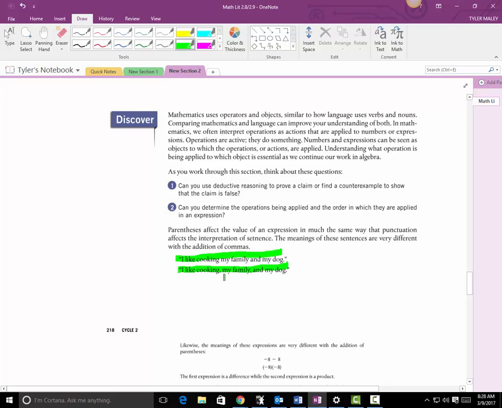So the second sentence with commas is a list, right? So it's saying I like cooking, I like my family, and I like my dog, right? So these commas have a distinct meaning, right? And typically we might try to autocorrect, like if we saw the top sentence, we'd probably autocorrect that on our own, but it wouldn't be written in the correct way, right?